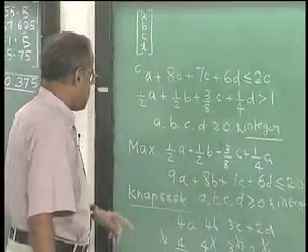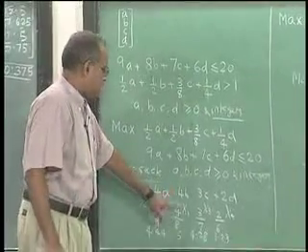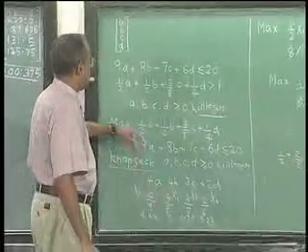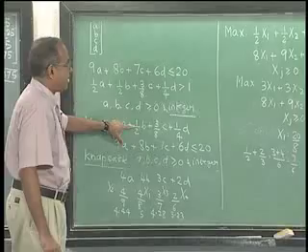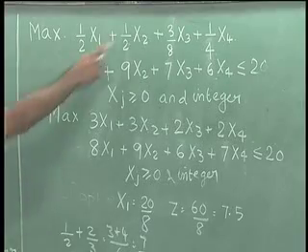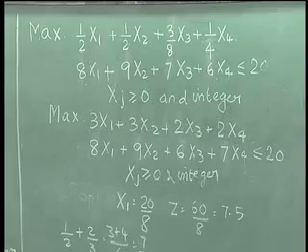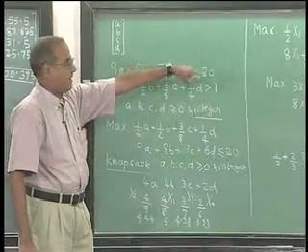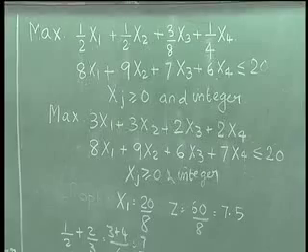So, just to verify once again, 8 corresponds to variable x1. So, we have half and 8. 9 corresponds to variable x2. So, we have 1 by 2 and 9. 7 corresponds to variable x3. So, we get 3 by 8 and 7, 1 by 4 and 6.